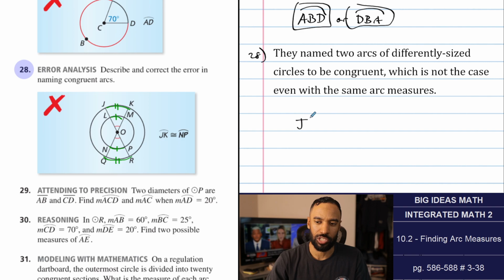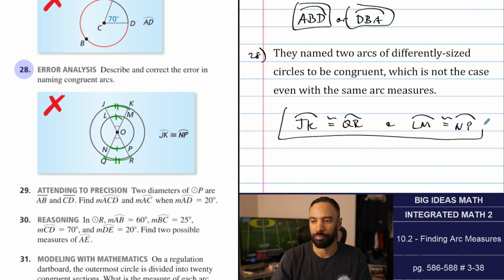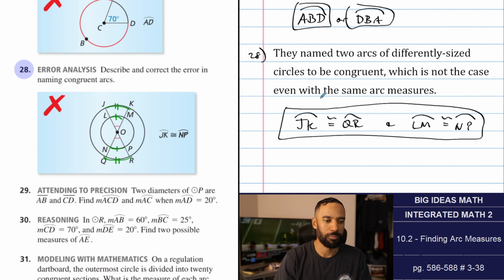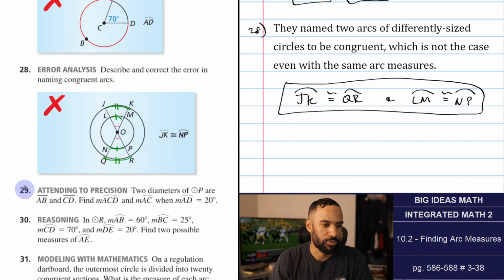So I can say that arc JK is congruent to arc QR. So part of that same circle. And we can say arc, let's say LM, is congruent to arc NP. So those are the two different ones that do work right there. One or the other, but not the way that they wrote it. All right, 10 more questions here. I'm scared that proofs are going to show up.